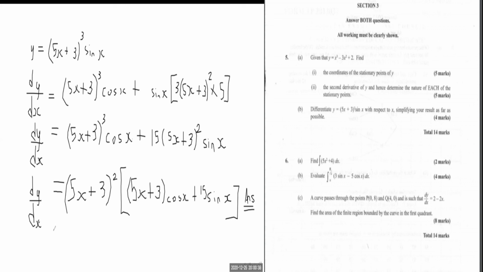All right. Now we go on to integration. Question 6. It says, find the integral of 5x squared plus 4. That's a very easy, non-challenging question. They want us to integrate 5x squared plus 4.